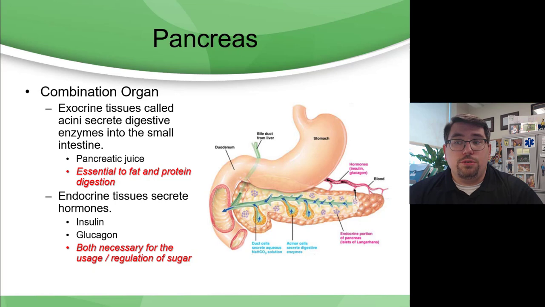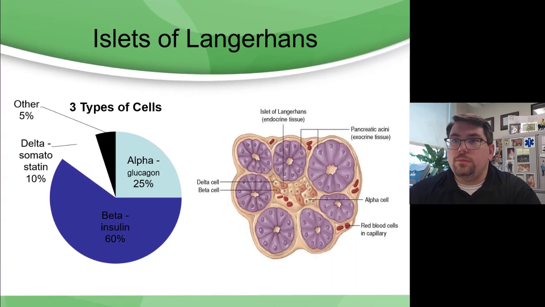Both are necessary for the use and regulation of sugar, right? Insulin is going to bring down our blood glucose levels, and glucagon is going to increase our blood glucose levels, and we look for the balance between those two primary hormones. The pancreas is important with that. So when we deal with diabetic-related emergencies, the type of diabetes and the way that the patient's able to manage it, with diet or exercise or medications or insulin injections, really depends on how well that endocrine tissue of the pancreas is functioning. We'll get more into that in a second.